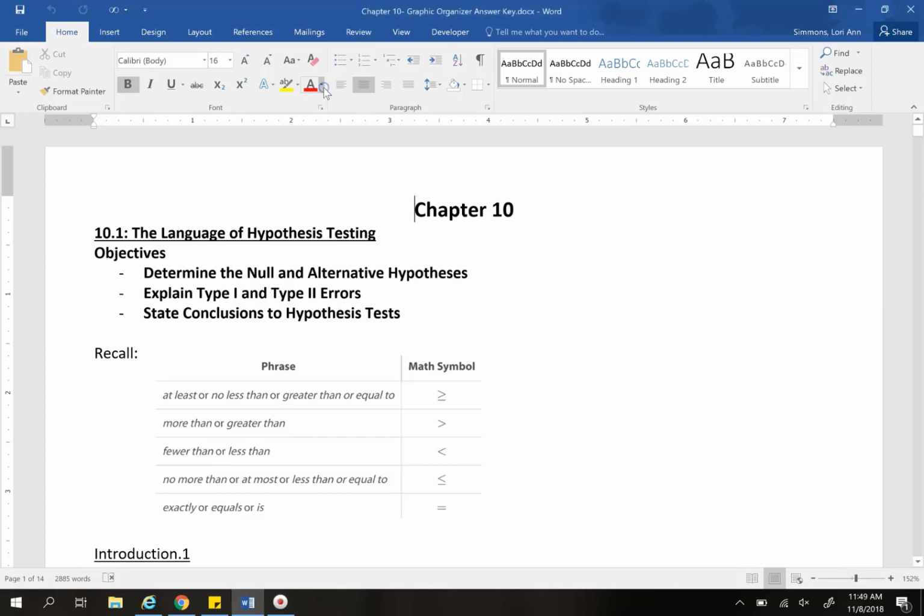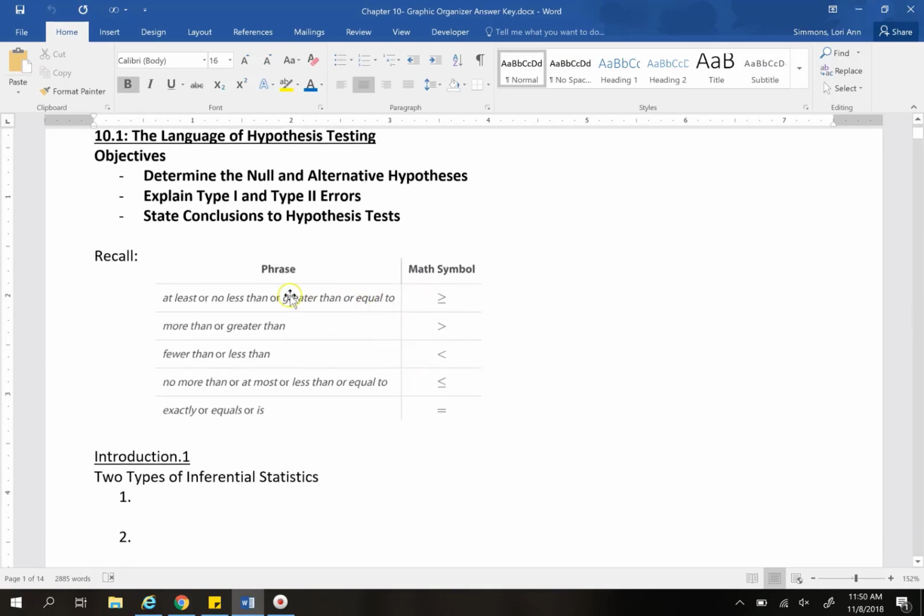Lesson 10.1, the language of hypothesis testing. The objectives for this lesson are to be able to determine the null and alternative hypothesis, explain type 1 and type 2 errors, and state conclusions to hypothesis tests. So let's recall the inequality symbols that we have learned prior to this.